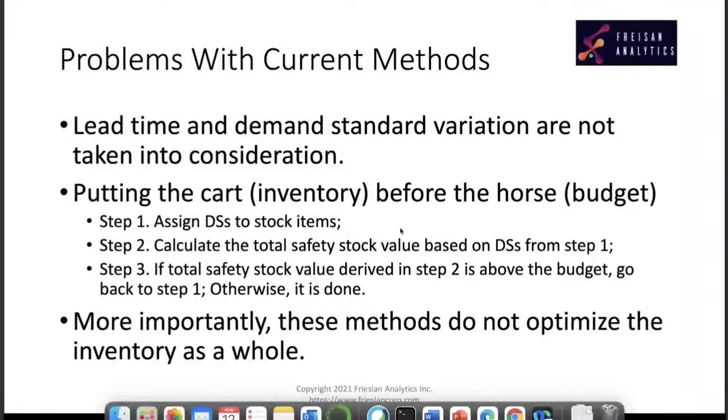But more importantly, those approaches do not optimize inventory as a whole, right? So let me define, what do we mean when we look at the inventory as a whole? Actually, it's surprisingly simple. Two numbers. One is total safety stock for this inventory, right? Another number is average DS for this inventory. So we keep in mind those two summary numbers are critical.